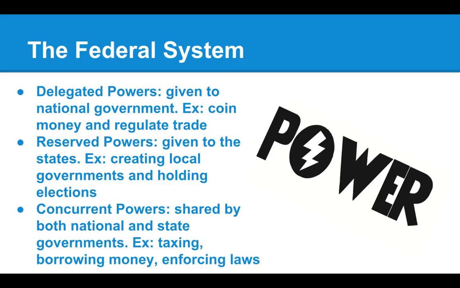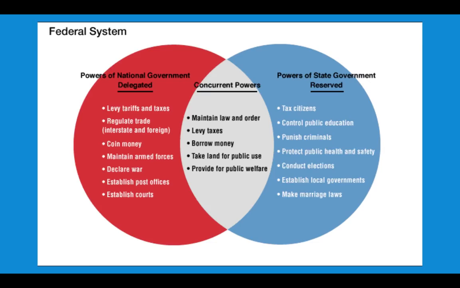Concurrent powers are powers that are shared by both the national government and the state government. So things like taxing. The state of California has certain taxes, but then our national government also has certain taxes. That's why, depending on the state you go to, the tax rate might be different. Things like borrowing money are shared by both national and state governments, and enforcing laws. That's tricky. If you commit a crime in a national park, you're falling under national laws, versus if you commit a crime just in a local community park, you would be held accountable by that community in that state. So there's that as well. Just don't commit any crimes. That's the solution to that.